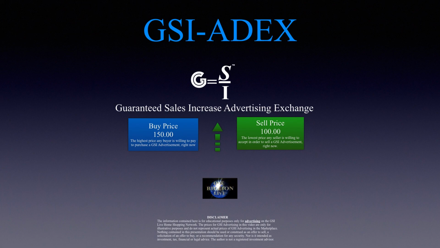To get started, you just contact your GSI advisor and let them know you want to purchase advertising on the GSI Live Home Shopping Network and that you want to either trade it or use it. And they'll help you get started.